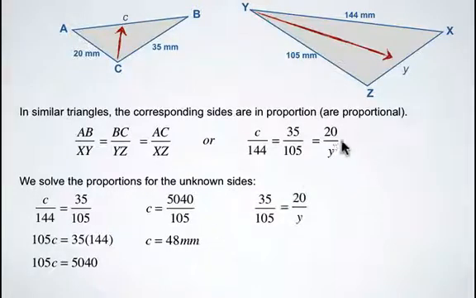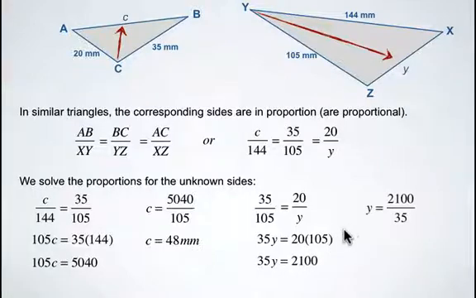Now, to solve for Y, we're going to take a look at this section of the proportion. Again, taking two of the ratios at a time. So we have the ratio 35 over 105 equal to 20 over Y. And again, we'll cross multiply to try and solve for Y. So we have 35 times Y is 35Y, and 20 times 105 looks like this. We'll simplify this. 20 times 105 is 2,100. And now we'll divide both sides by 35, giving you Y equals 60 millimeters.